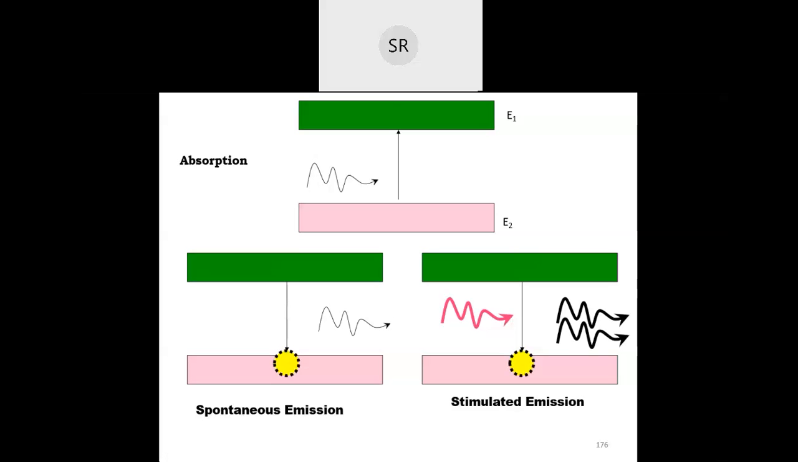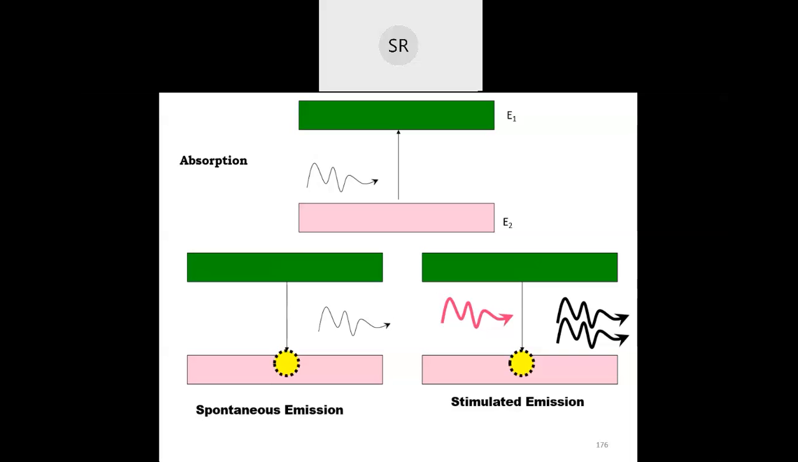Now in stimulated emission, what happened there? Because of the incident light photon, light of the same frequency is generated, and that light emission is nothing but coherent stimulated light. Now, if that particular material has a good number of excited atoms, then what happens?